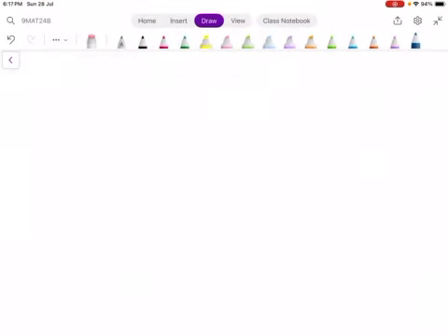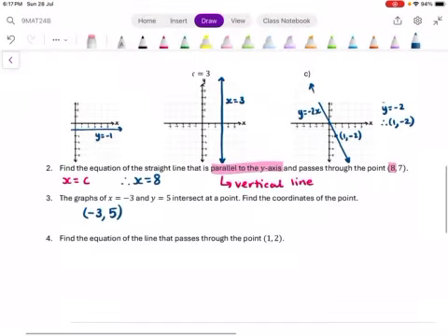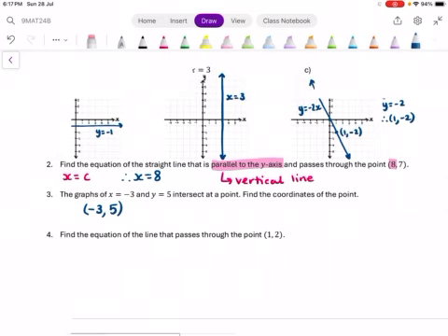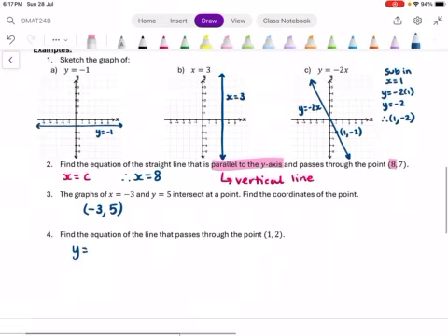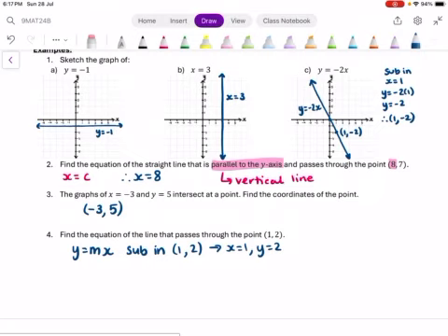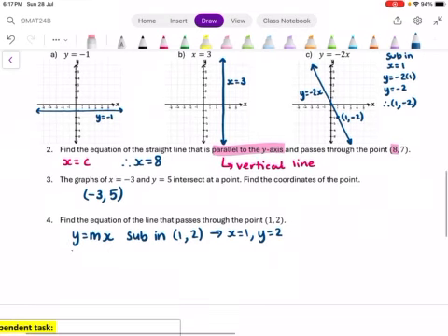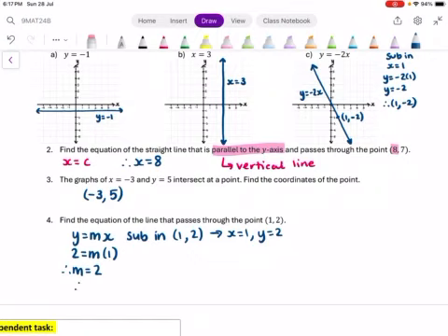Okay, going back to our last example. For our last example, we want to find the equation of the line that passes through the point (1, 2). Now we're going to assume that the line is in the form of y equals mx, and we're going to sub in our point (1, 2). This means that x will equal 1, y will equal 2. This will help us find our m value. Now, m stands for gradient, which we'll be looking at in more detail in the next lesson. When we sub in y equaling 2, x equaling 1, we get that our m value equals 2. So therefore, our equation of the line is going to be y equals 2x.